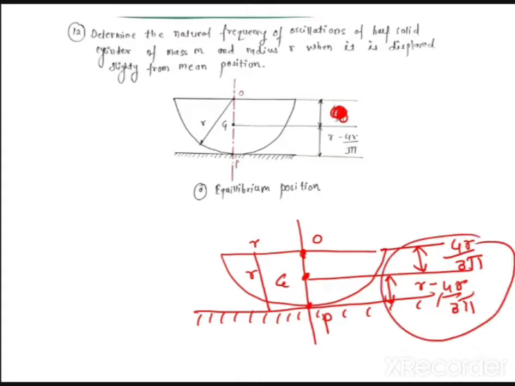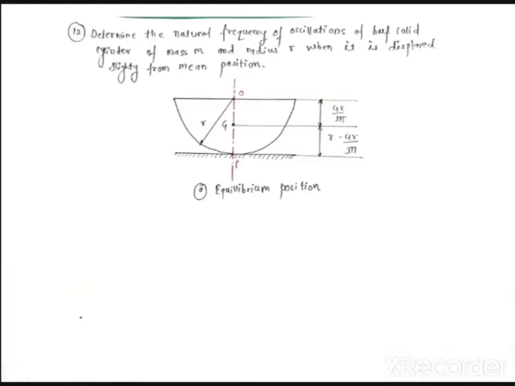So this analysis you have to understand on your own. I hope it is clear to you. This will not be given in your problem, so you have to understand that from O to G it is 4r by 3 pi, that is the standard. So this will be r minus 4r upon 3 pi.